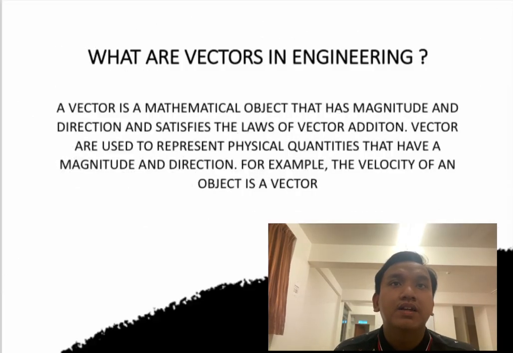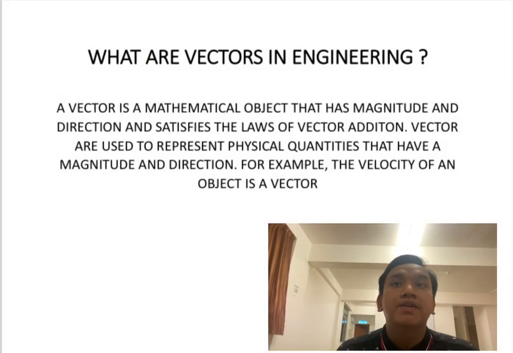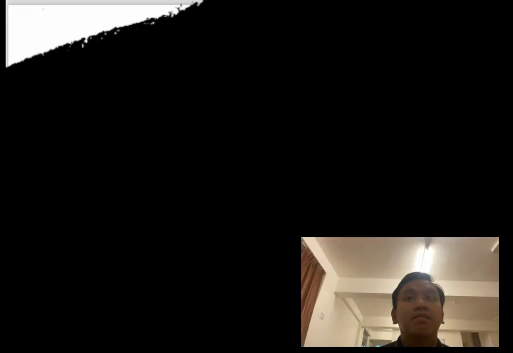What are vectors in engineering? A vector is a mathematical object that has magnitude and direction and satisfies the law of vector addition. Vectors are used to represent physical quantities that have a magnitude and direction. For example, the velocity of an object is a vector.